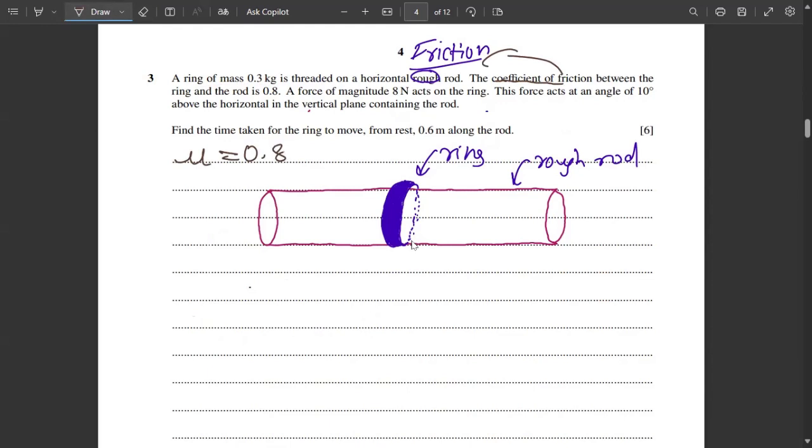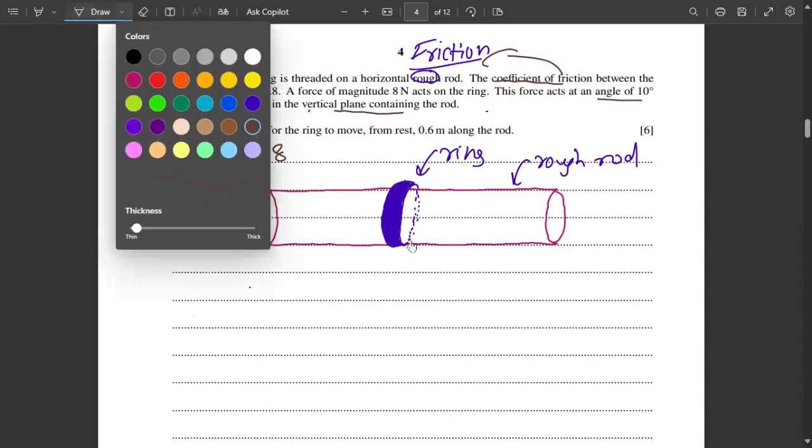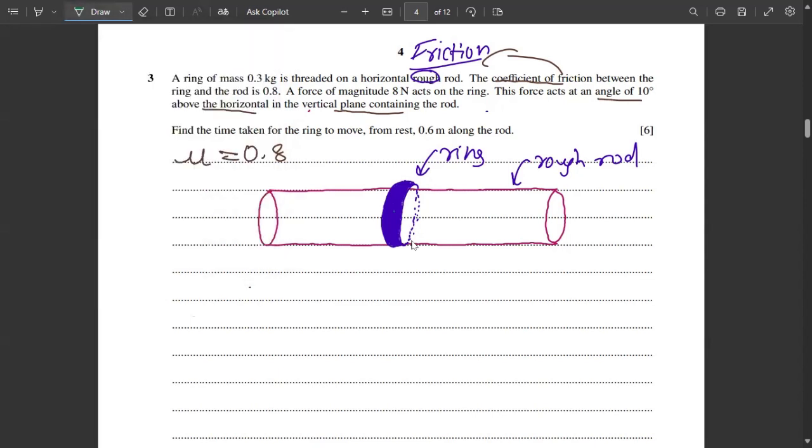A force of magnitude 8 Newton acts along the ring. Okay, but in what direction? This force acts at an angle of 10 degree above the horizontal in the vertical plane containing the rod. So this 8 Newton force acts at an angle of 10 degree. Let us start from right here. This will act at an angle of 10 degree, such that this is 10 degree, right? Okay.